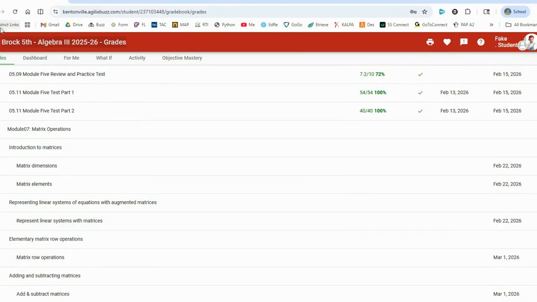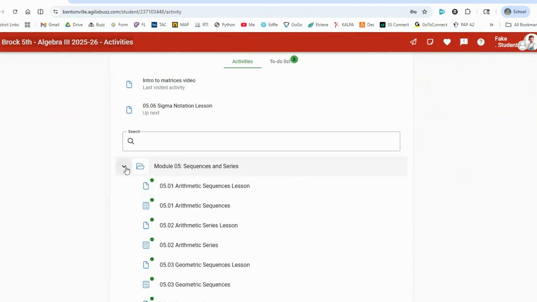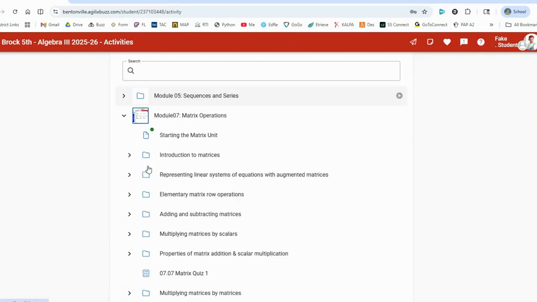Let me point this out before I go. Let's go back to the activity screen. I'm going to close the Module 5 sequences and series. I've already opened the matrix stuff. But let me point this out while I'm thinking about it.